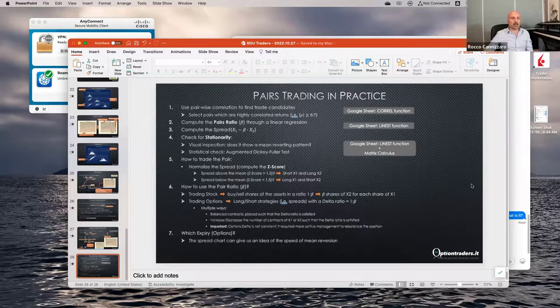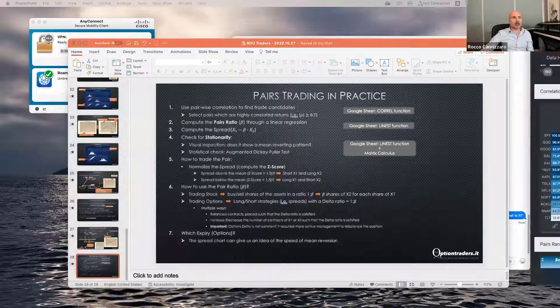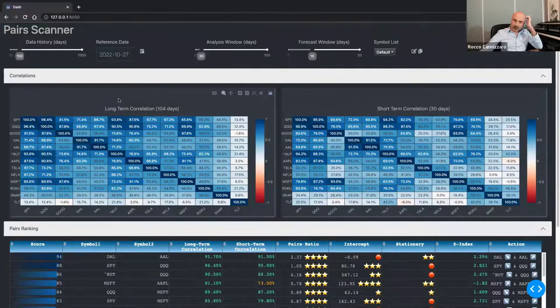So here I have a software that I built. This is still in a beta version. It's not fully finalized, but essentially what it does is, let me refresh it. It basically pulls the data for a variety of stocks. In this case, I have a number of underlyings, as you can see here. And for each of these, the first thing that it does is calculate a correlation.